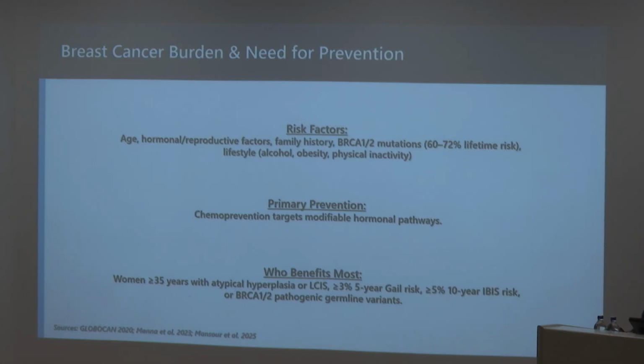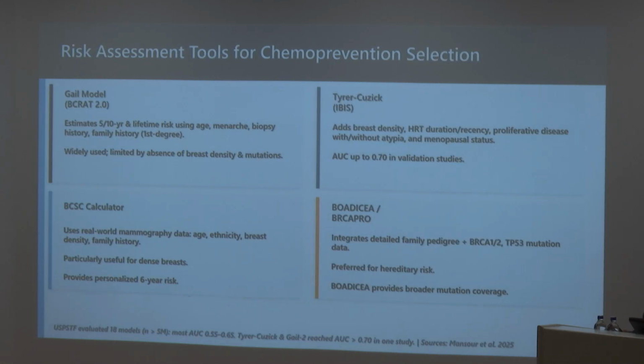So what we target with chemoprevention is the hormonal pathways. So this is the critical point. So there are, as I said, 4 tools, which I mentioned already, the Gail and the IBIS, which is the Tyrer-Cuzick model. Also, we have the BSC calculators, and the BRCAPRO, which is one of the oldest ones. So these are used to categorize these patients into low, intermediate, or high risk.